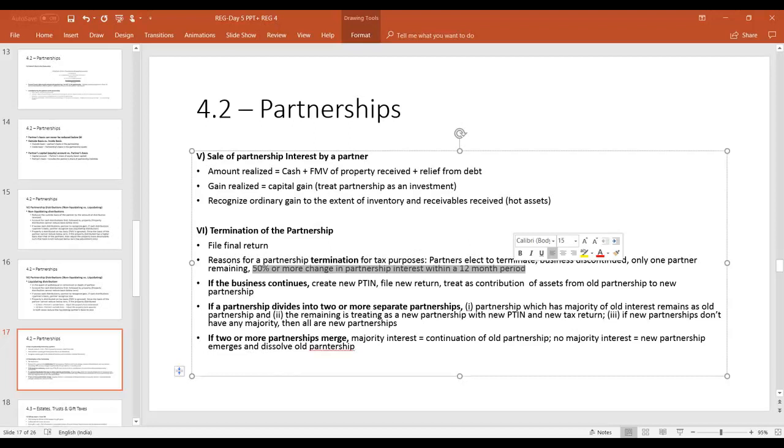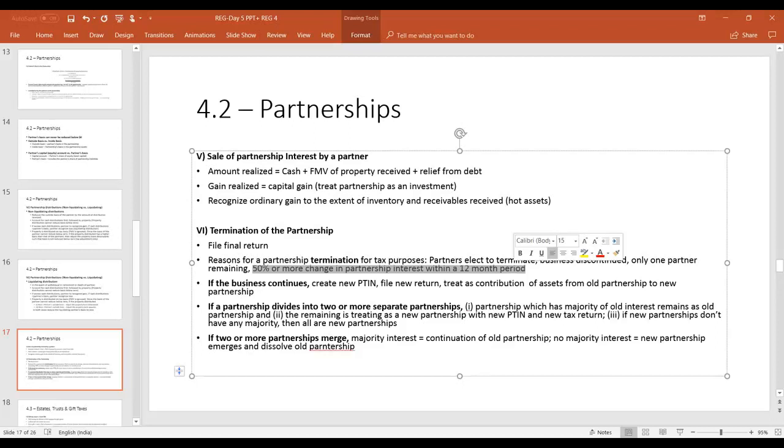There are other things too. If the business continues, you create a new PTIN, which is basically a partnership tax identification number. You file a new tax return and treat it as a contribution of assets from the old partnership to the new partnership. Because if the existing partnership discontinues, but a new partnership is formed in its place, then you simply treat it as if the assets have been contributed from the old to the new.